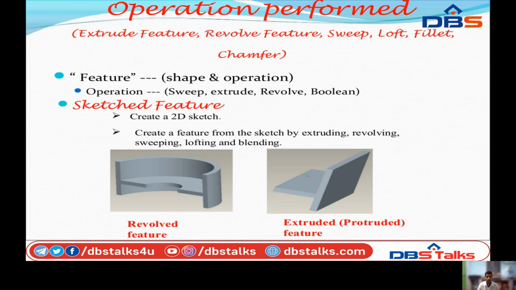Operations performed here use sweeping and extrusion processes. First of all, I am discussing a sketched feature. I am taking a 2D sketch and creating a feature from the sketch by using extruding, revolving, and sweeping operations. Here I am showing the first figure, the revolved feature, the liner. The second one is the extruded feature.